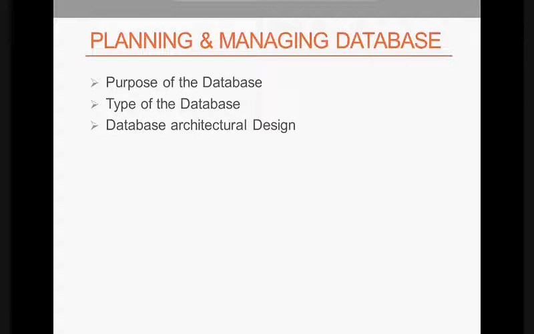Architecture includes the number of files and their locations. It also includes tablespaces and their types, like whether a tablespace is a temporary tablespace or an undo tablespace, and the workflow and data flow of the database. It means we should know how many users are going to connect and which tablespace is assigned for a particular user.